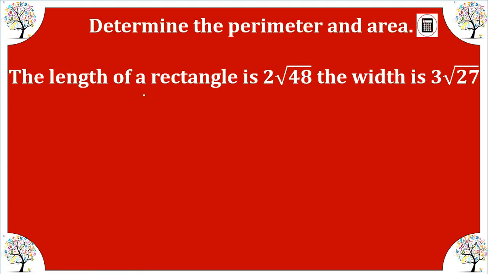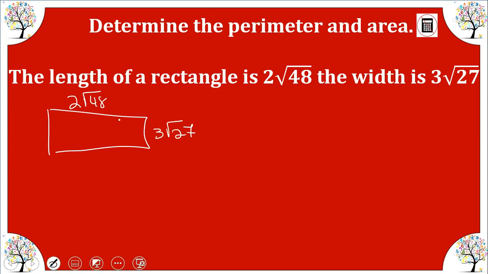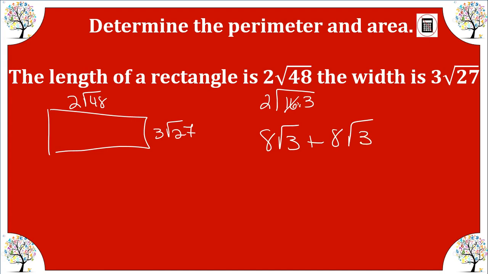Let's determine the perimeter and area of a rectangle. So let's do a quick sketch. So we can have 2 radical 48 and then the width 3 radical 27. So let's break down 2 radical 48. 16 times 3, which is going to give us the square root of 16 is 4. 4 times 2 is 8 radical 3. We have 2 of these. So don't forget, you have 2.